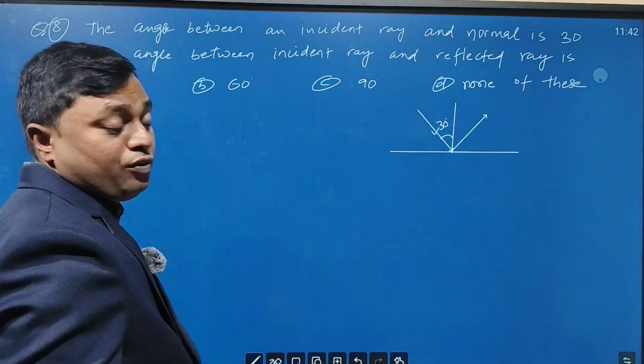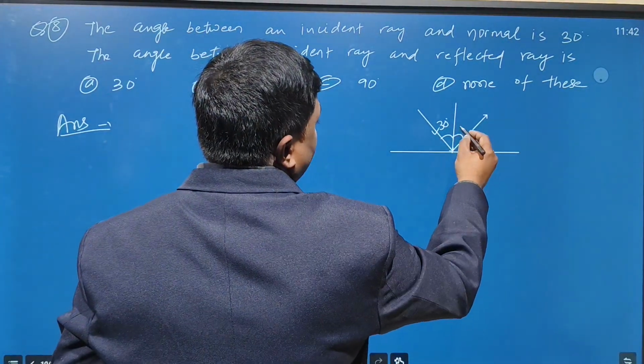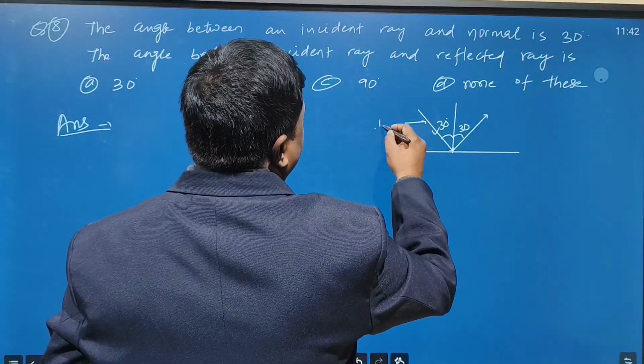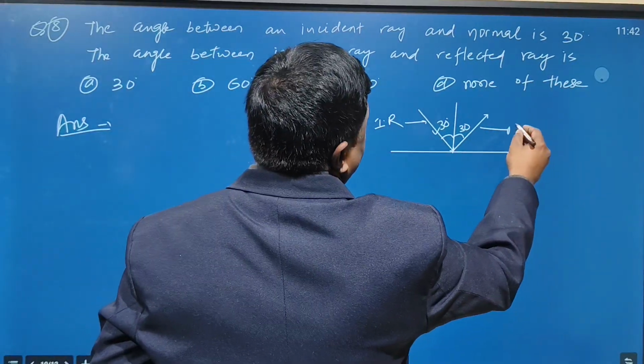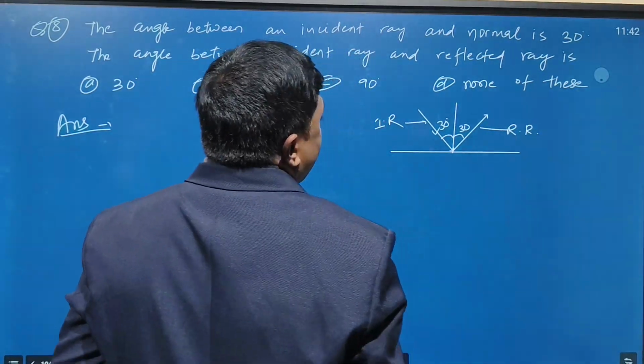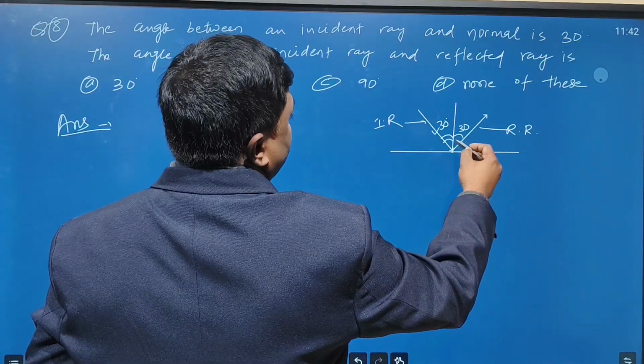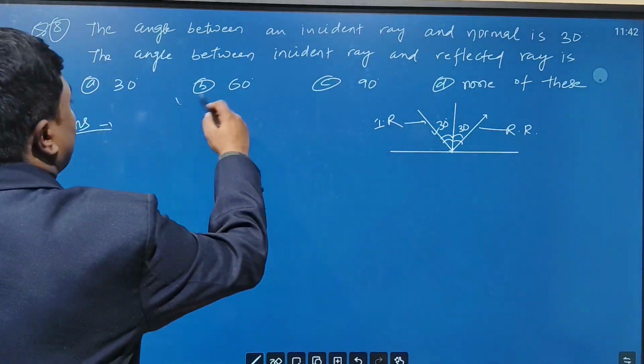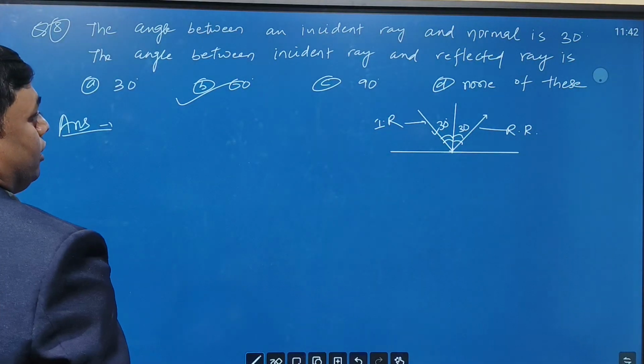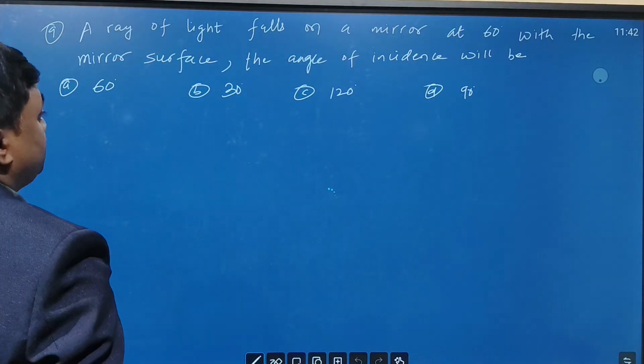As you know, from the law of reflection, angle of incidence is equal to angle of reflection. This is the incident ray, IR. This is the reflected ray, yes or no? So they are asking the angle between the incident ray and the reflected ray. So 30 plus 30, how much? 60. So which option? Option B. Yes or no? Next question.